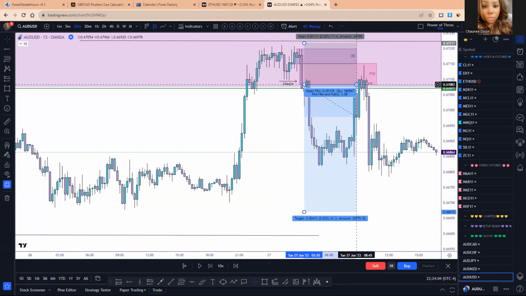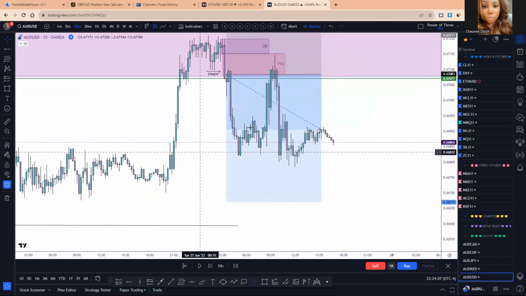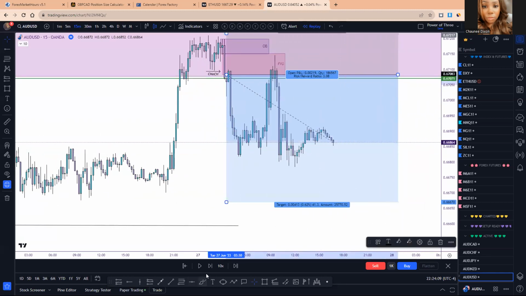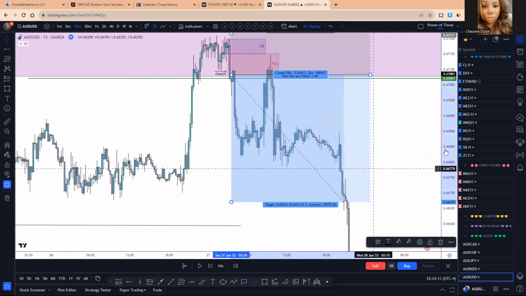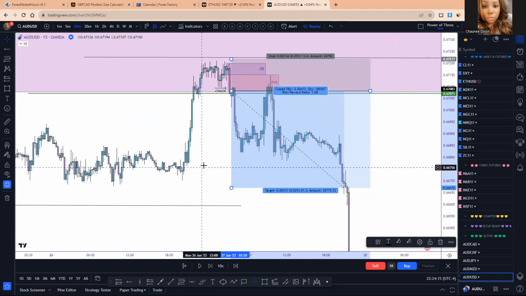Okay, let's thin this out. Okay, and then this would have went into profit. See if it hit TP here. And then it hit TP. So that is how I entered.